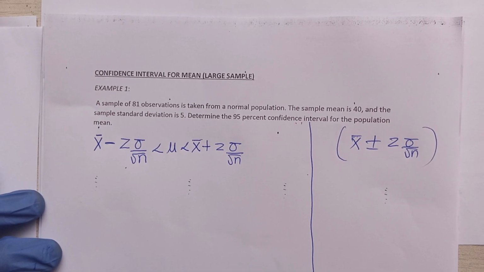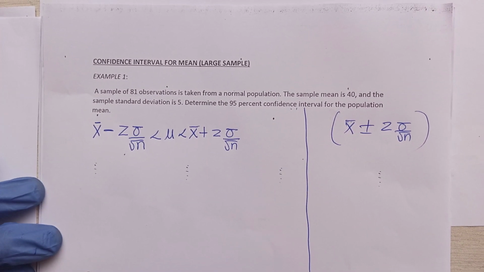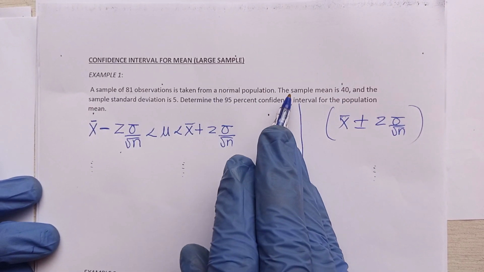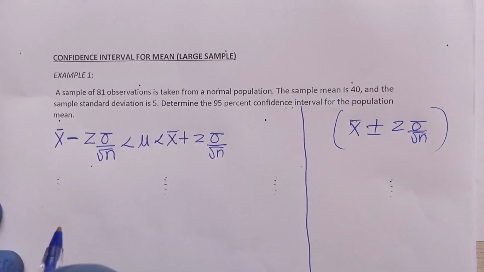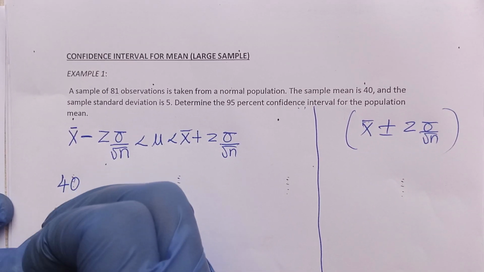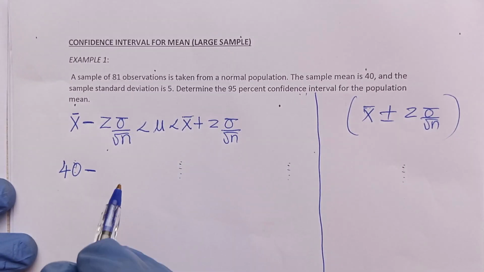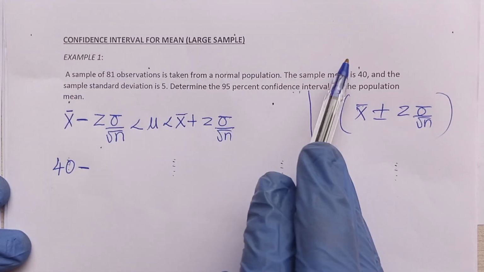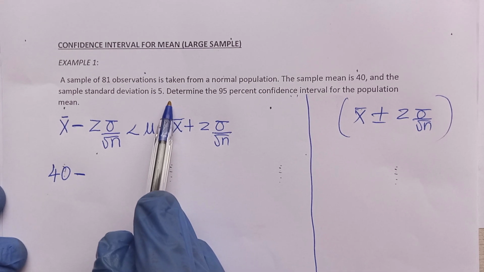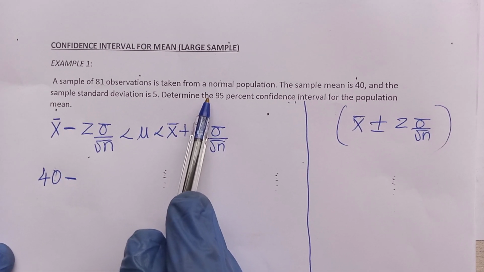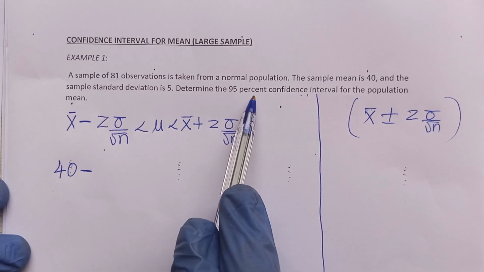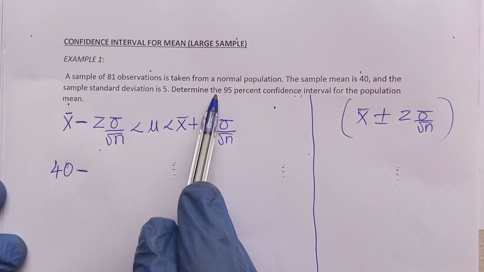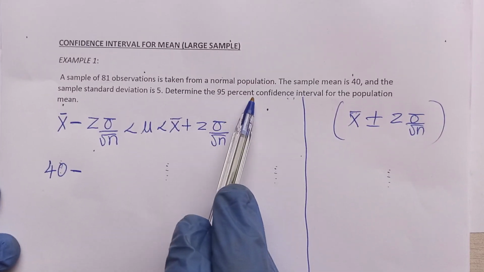Now let's find the sample mean. What is the sample mean over here? They said the sample mean is 40, so you're gonna write 40 over here, 40 minus... how do we know our Z? When you look at the entire question, you've not been given Z. You need to find Z yourself, and to find Z, you are going to use the confidence level, the 95% confidence.